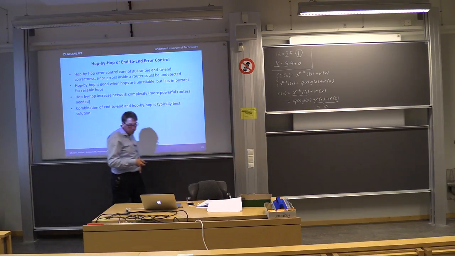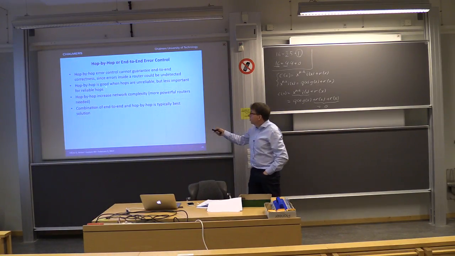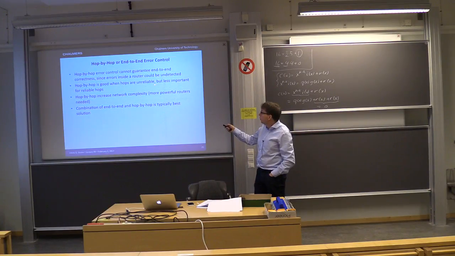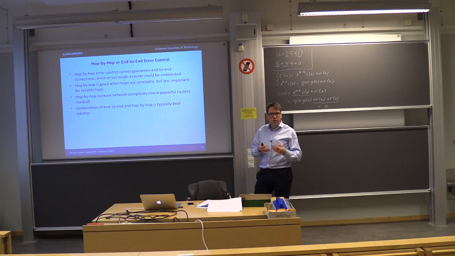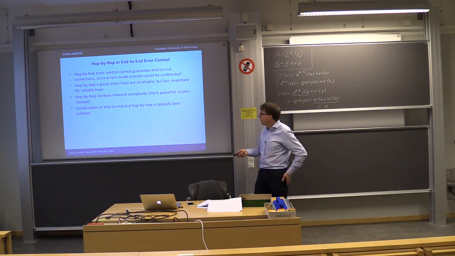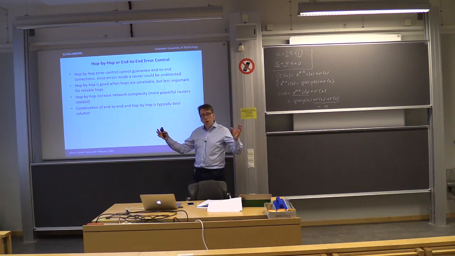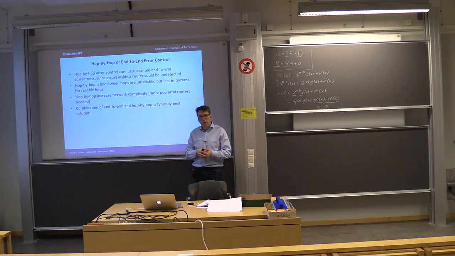So this hop-by-hop error control is good, especially when the hops are unreliable, but less important for reliable hops. Because if they're reliable already from the start, there is not so much to clean up. Hop-by-hop error control really increases network complexity, which is something that we don't want, right? So we don't want to have error control there just for the sake of it, because it's going to cost us. So therefore, at the end of the day, a combination of end-to-end error control and hop-by-hop, especially for those hops which are unreliable, tends to be a good design.